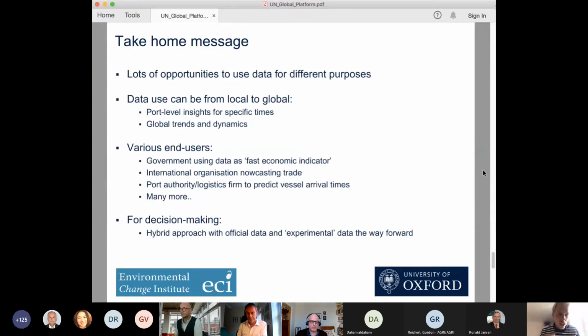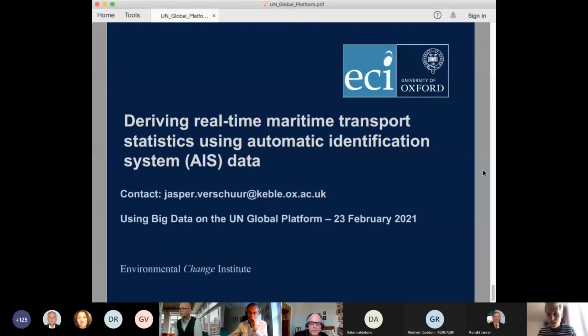And then the take-home messages: there are a lot of opportunities with the data. You can go from local to global, look at different timescales, and serve various end users, governments, international organizations, or port authorities. In our experience, this kind of hybrid approach that we're now testing is really the way forward to combine official data with this experimental data. And I would like to conclude. I think I'm running a bit over time, so I'm sorry for that. But yeah, that was the talk, and I'm happy to take any questions.